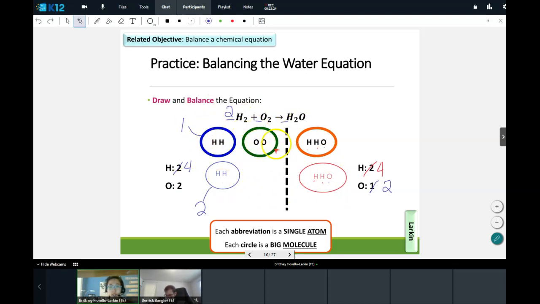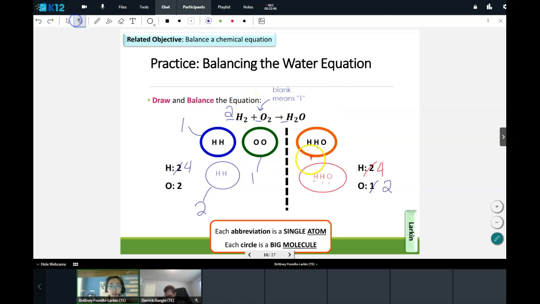Cool. How many big circles of O2 do you see? How many big green circles of O2 do you see right here? Yeah, there's only one. All right, so I could put a 1 in front of here, or I can actually just leave it blank because blanks mean 1, right? So I could just leave it blank, means 1 for that one right here, okay? So 1 O2, all right?